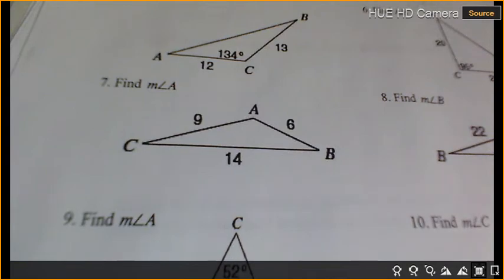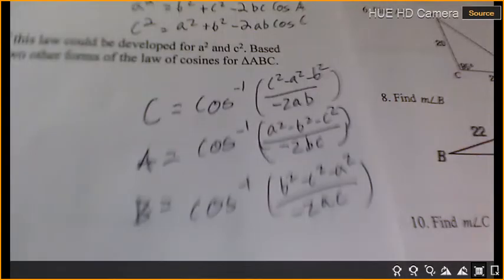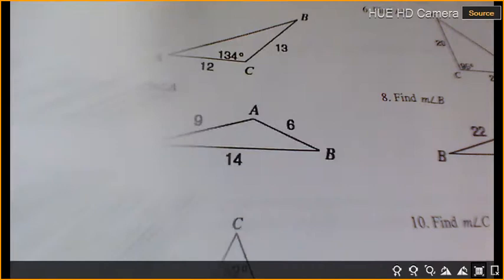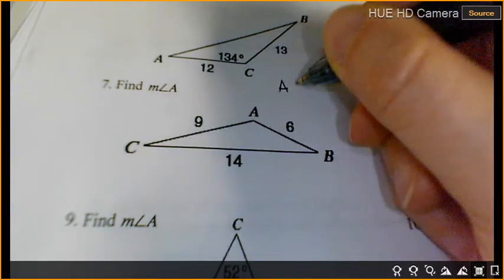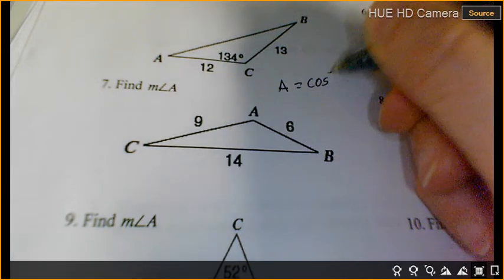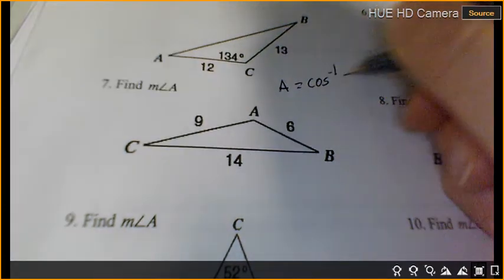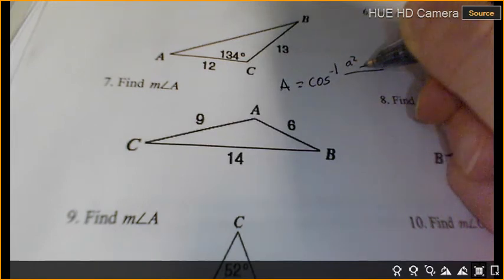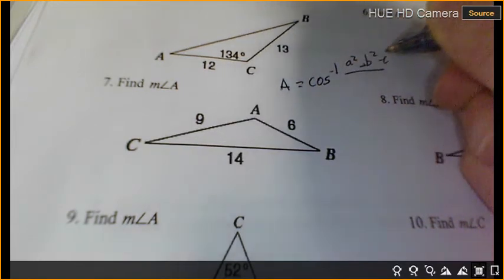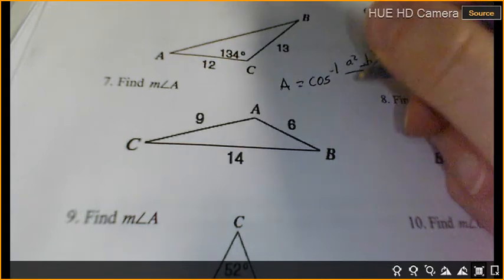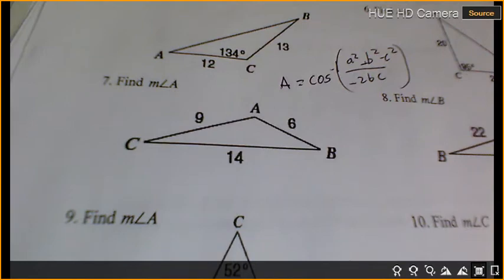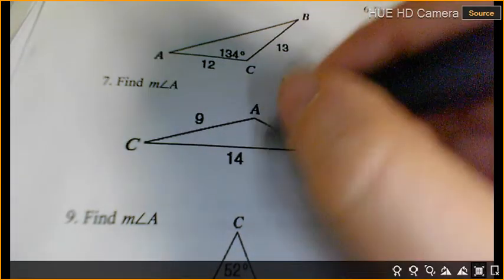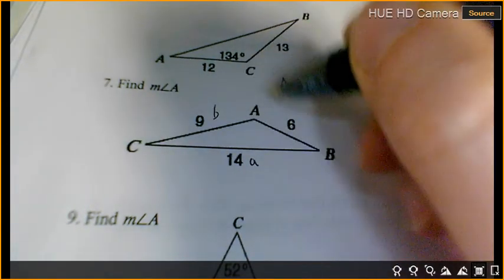Okay, I'm finding angle A, so guess which one you're going to use out of these 6? The A, okay. So I'm going to write that down first. I'm using A equals cosine -1 of A squared minus B squared minus C squared all over -2BC. And you want to make sure you put this in your calculator right or it'll mess it up. I'm going to label, this is little a, this is little b, this is little c.